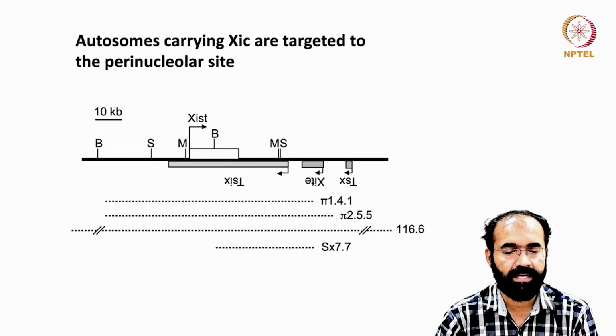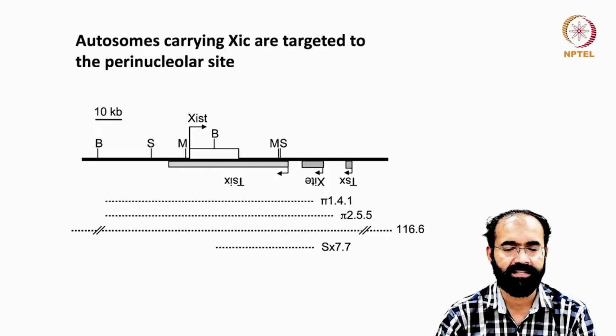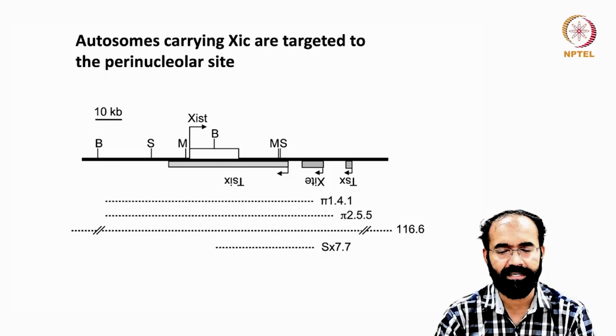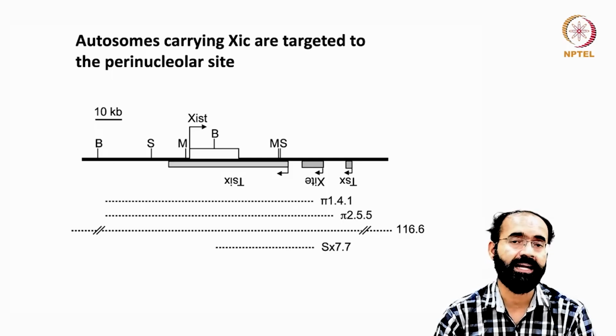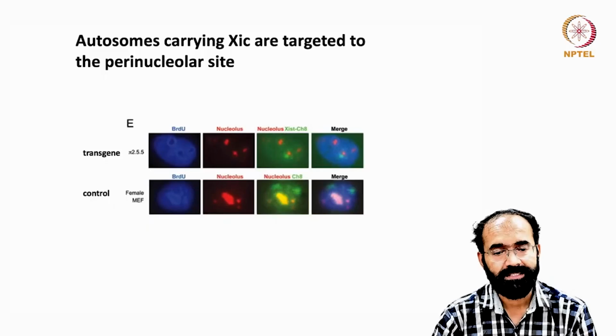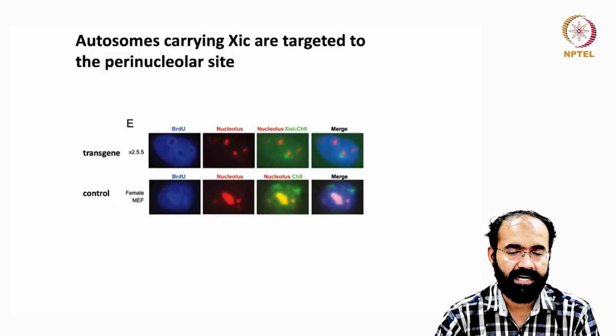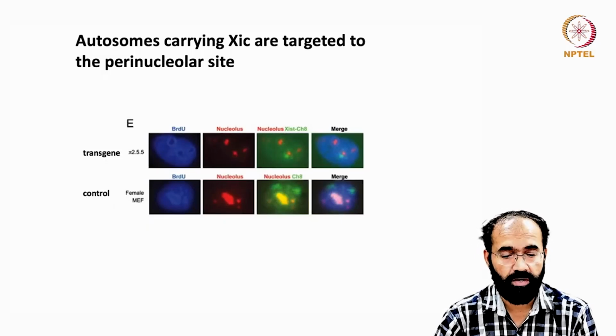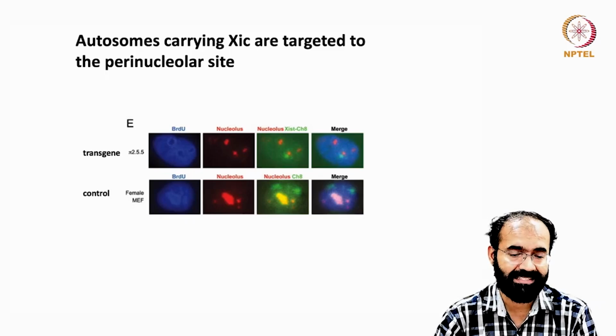So you can see the different locations here. This is the inactivation center, where Xist, Tsix and many more genes are located. This region is what you detach and implant onto an autosome. So autosomes carrying the X inactivation center are targeted to the perinucleolar site. You can see this in this example.